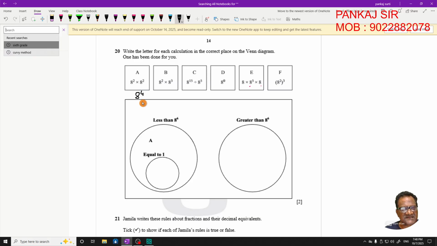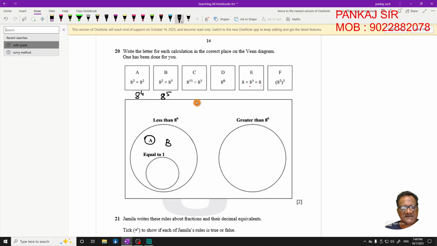Now where will I be putting this card? It will definitely not be in the greater than 8 raised to 6 circle. We have 8 raised to 4, which is less than 8 raised to 6, so I can put this card somewhere in this circle. Here I'll put my A. That is already put by him. Let us go to B. B is 8 square into 8 cube, which works out to 8 raised to 5, since 2 plus 3 is 5. Again, B will come in this circle only, because 8 raised to 5 is less than 8 raised to 6. So I will put my B over here.